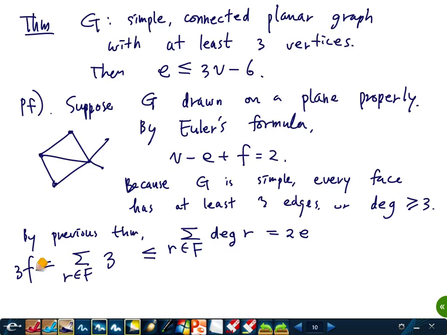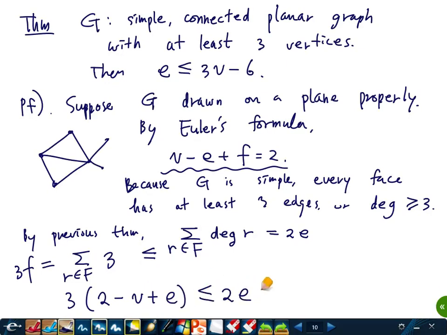Is that right? But now, what is F? We know from this formula, F equals 2 minus V plus E. So if you summarize this, 3 times F equals 2 minus V plus E, less than or equal to 2 times E. And now you can just simplify this, and you will get this, which is the conclusion. And that's the proof.